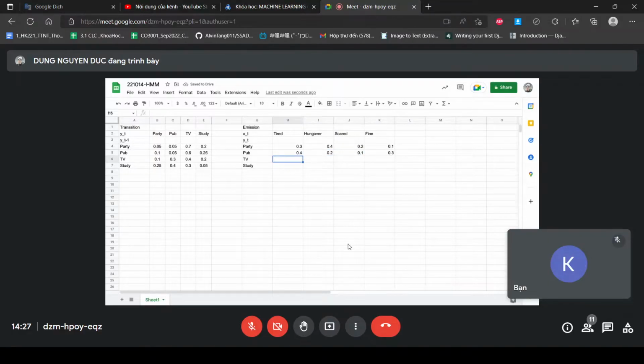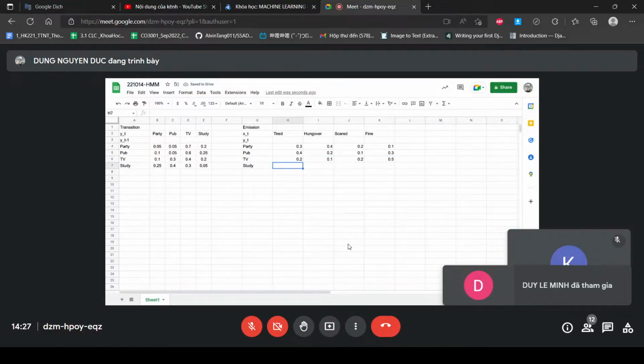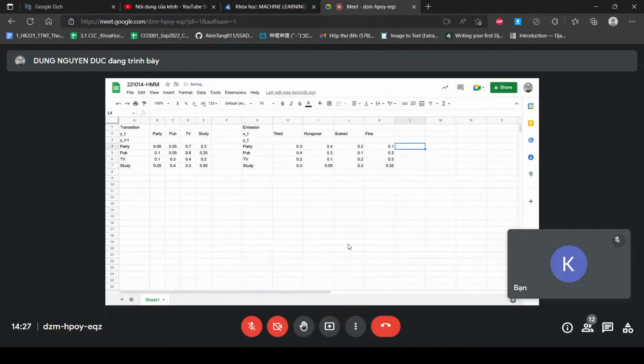Okay, for TV, I will have 0.2, 0.1, 0.2, 0.5, which I believe is correct. Study will be 0.3, 0.05, 0.3, 0.35. So just to verify, I will take the sum over all of it. So here we go. Okay, they are correct. Good.